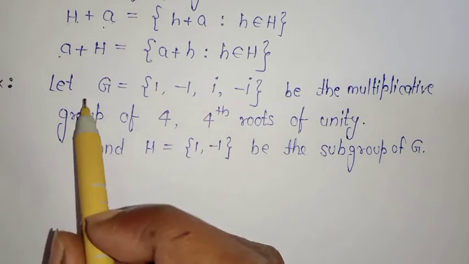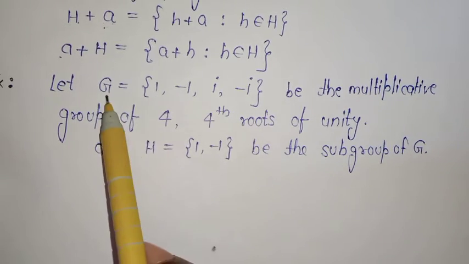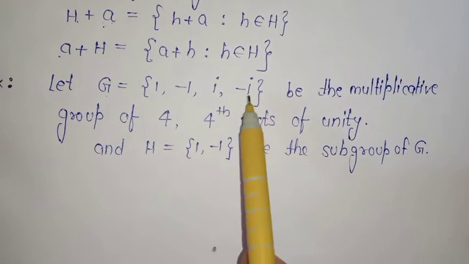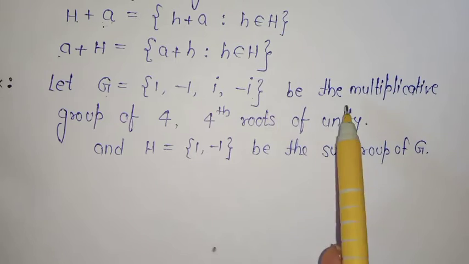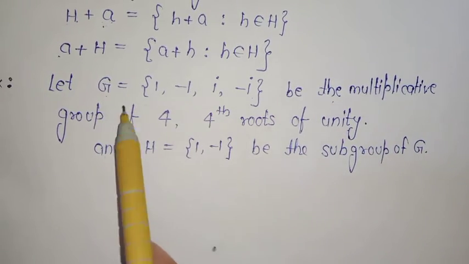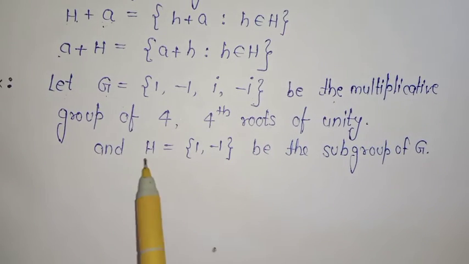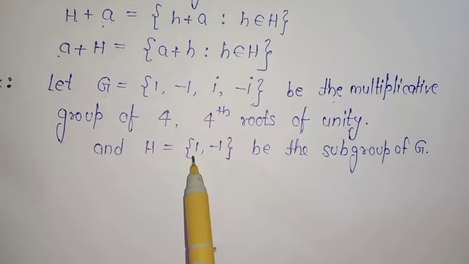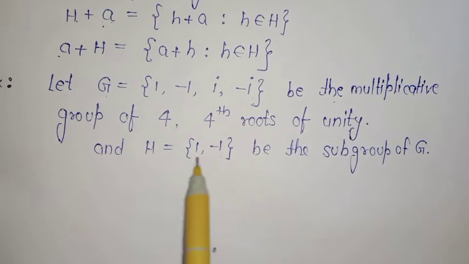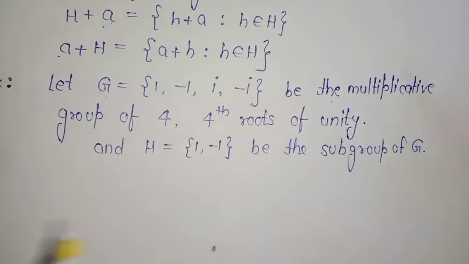So our first example is about the multiplicative group. I am taking G equals 1, minus 1, i, minus i. This we all know is the multiplicative group of fourth roots of unity. So this group is defined with respect to multiplication, and we are taking a subgroup of this group, that is 1 and minus 1, and we have to find the cosets of this group, that is the left cosets as well as the right cosets.